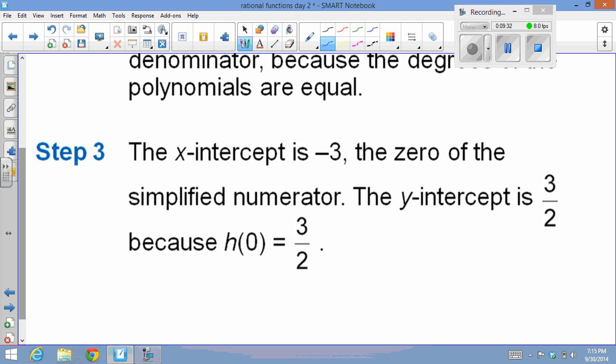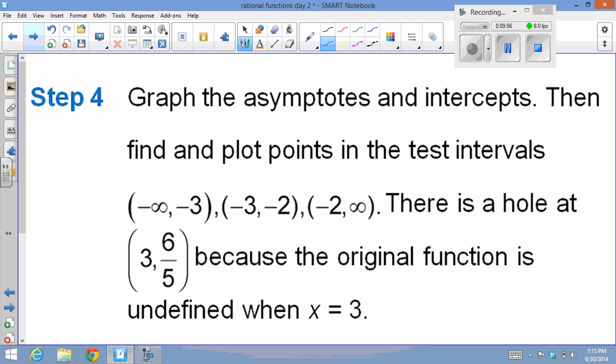So what will happen is there will be a hole in the graph, not a literal hole, but an open circle, at the point (3, 6/5). The reason why I have 6/5 is if I put 3 into the equation, 3 plus 3 is 6, and 3 plus 2 is 5. So that means there will be a hole at the point (3, 6/5), because the original function was undefined. And if I look, I think it says that. Yep, look at that, it says the same thing.